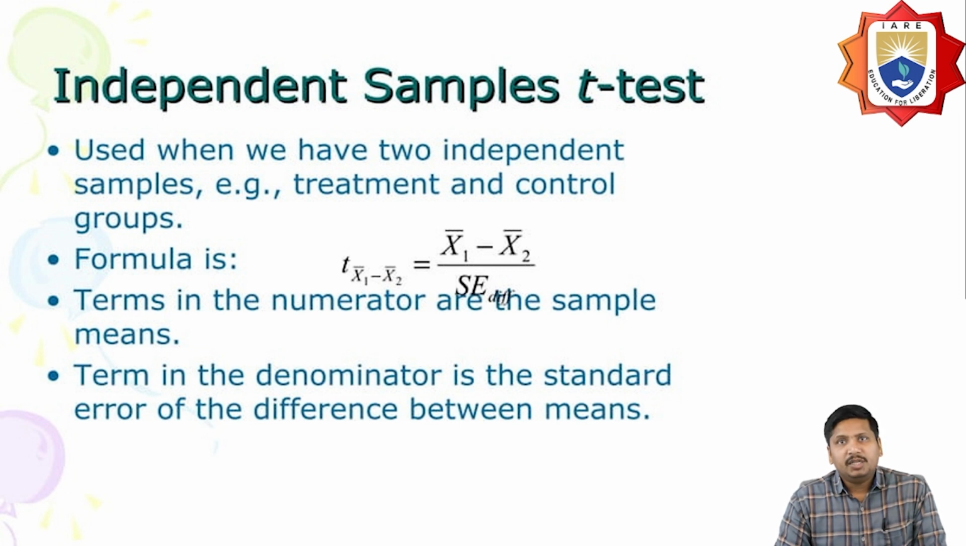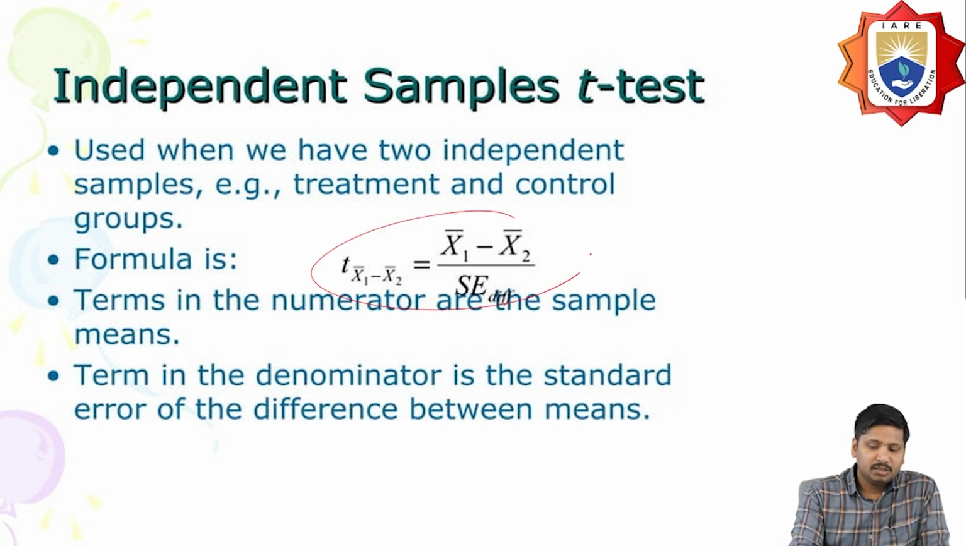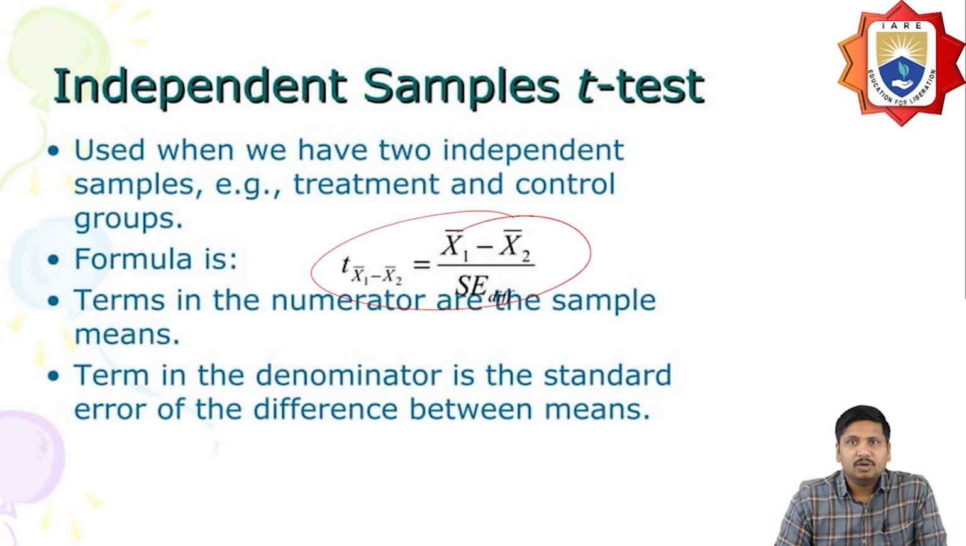An independent sample test is used when we have two independent samples, such as treatment or control groups, and the formula is x1 bar minus x2 bar divided by the standard error. In the denominator is the standard error of the difference between the means, and the terms in the numerator are the sample means.